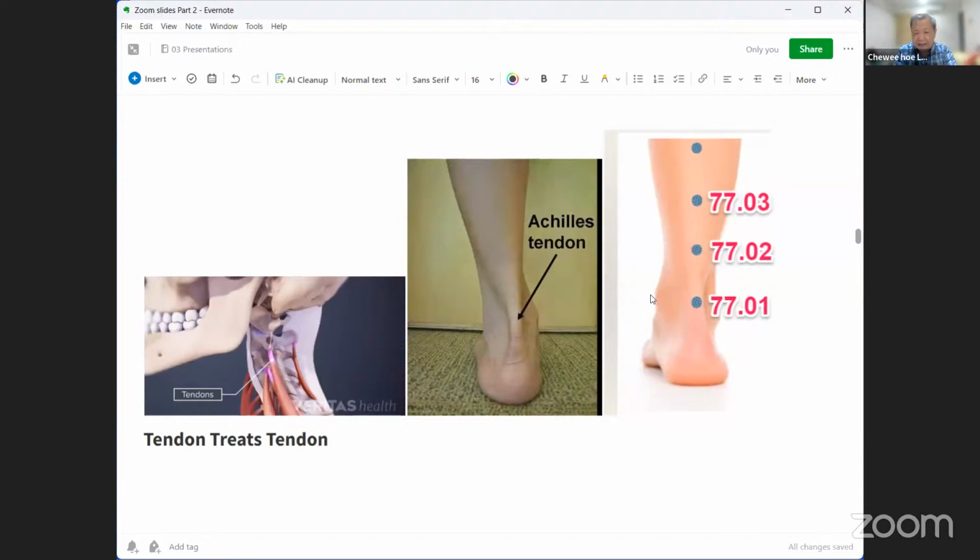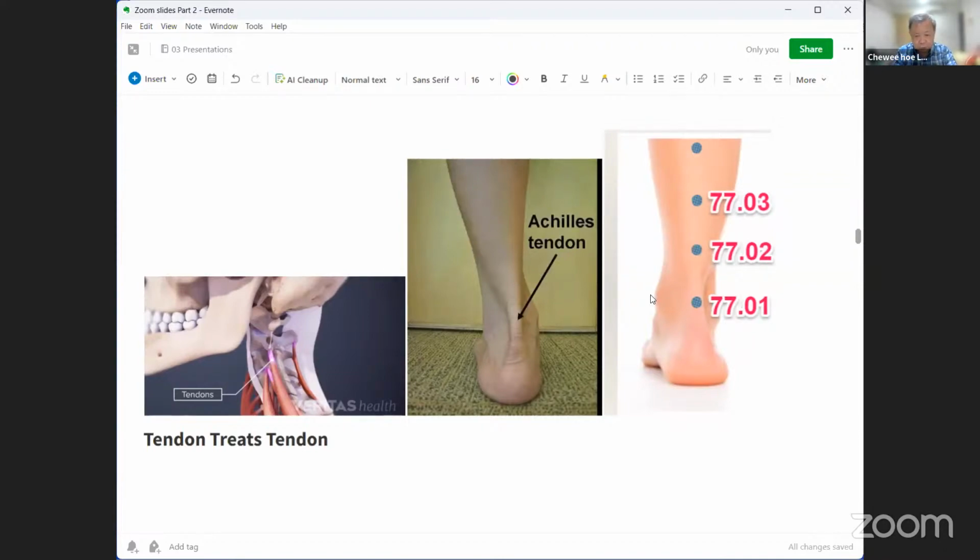All right. The Achilles tendon is the biggest tendon in the body. It's just fantastic when you needle this tendon. All right. Of course, many of you who are not familiar, you will think that there's a lot of pain. There is no pain. All right.